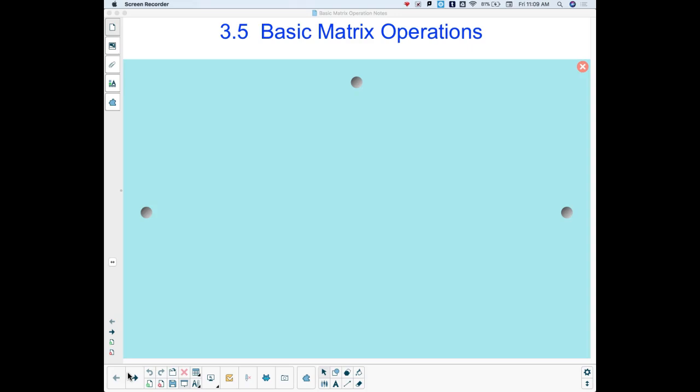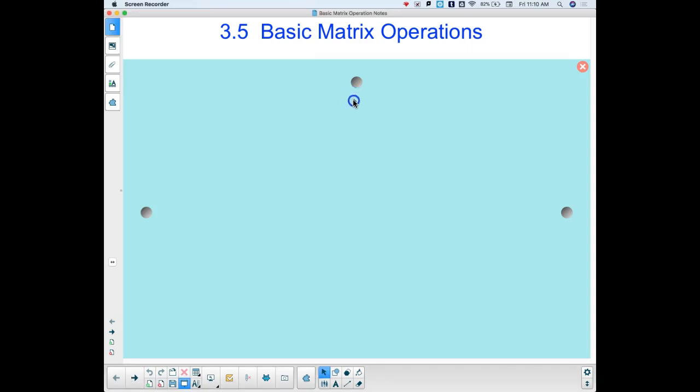Basic matrix operations is today's topic. So basic matrix operations today. If we're going to talk about basic matrix operations, we should probably learn what a matrix is.